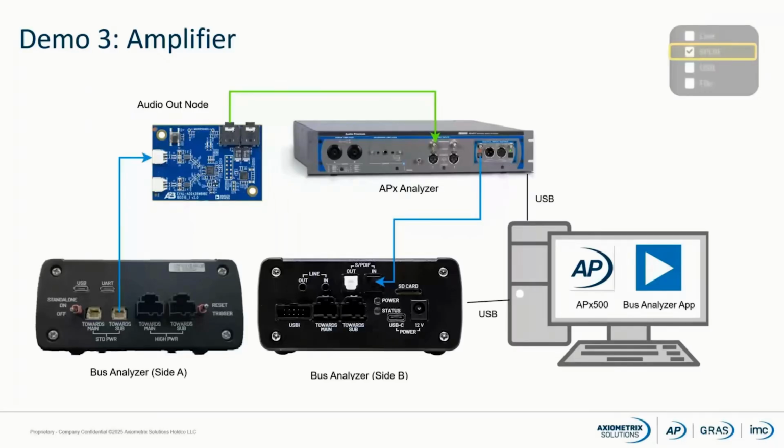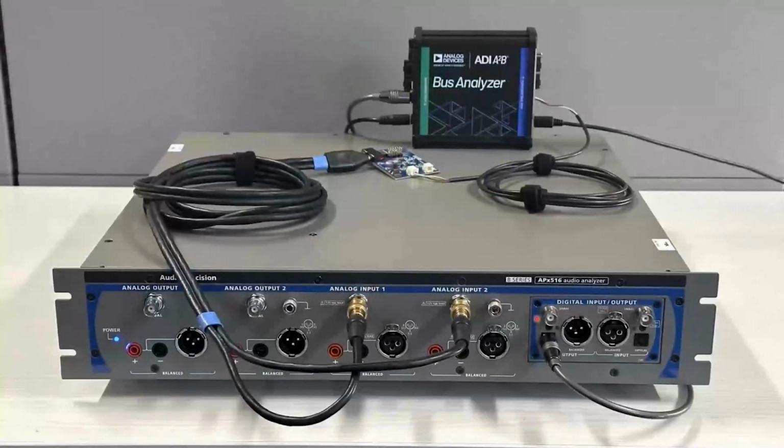Here's a picture of my setup. The APx SpeedIF output wraps around to the SpeedIF input on the bus analyzer, and the 3.5 millimeter output on the board connects back to the analog inputs.